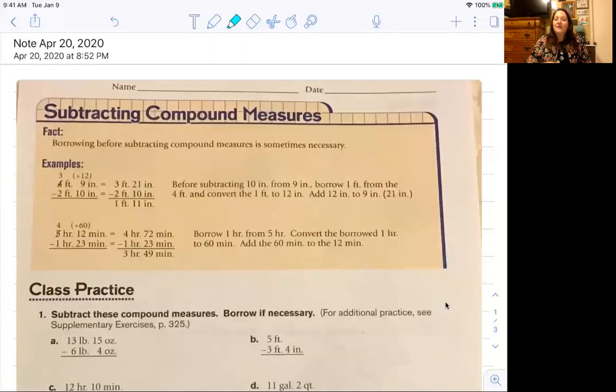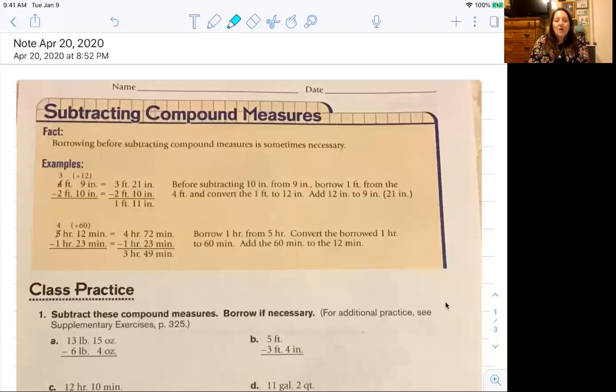You'll need your paper, you'll need a pencil, you'll probably need scratch paper. If you're like me and you like to write a whole lot, then you'll definitely need scratch paper. So let's look here. We have subtracting compound measures. Borrowing before subtracting compound measures is sometimes necessary. Just like when we added compound measures and we had to convert some to the bigger unit, we will need to borrow with subtracting compound measures. So let's look at our examples.